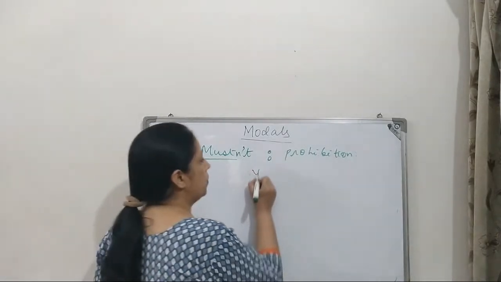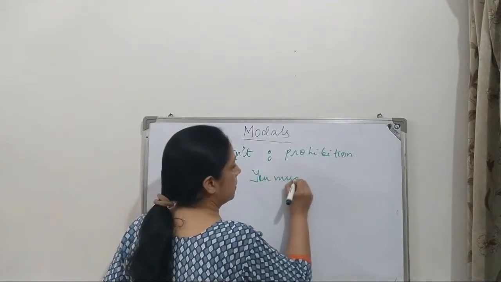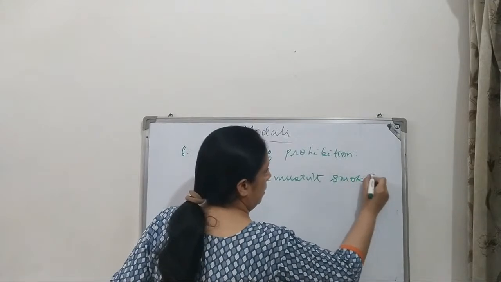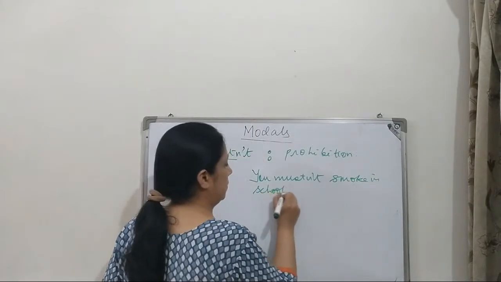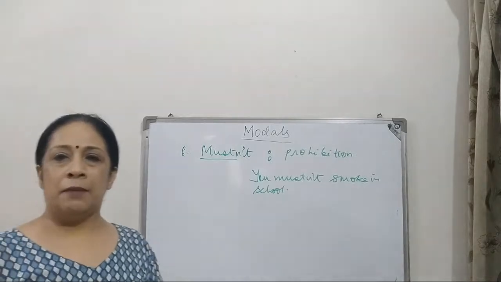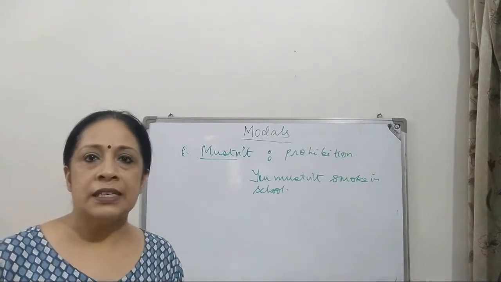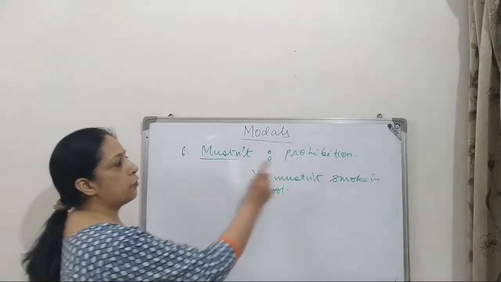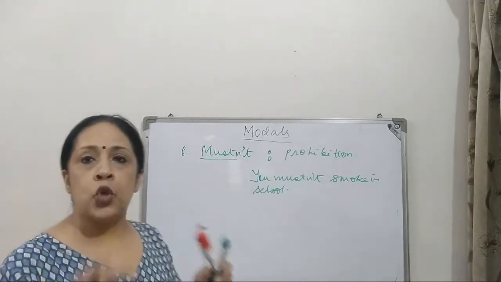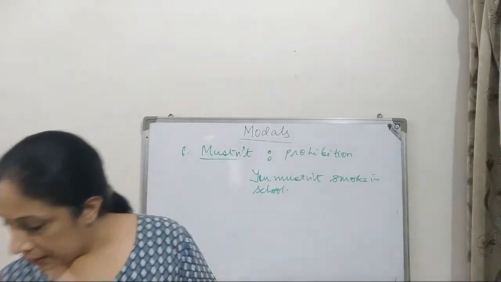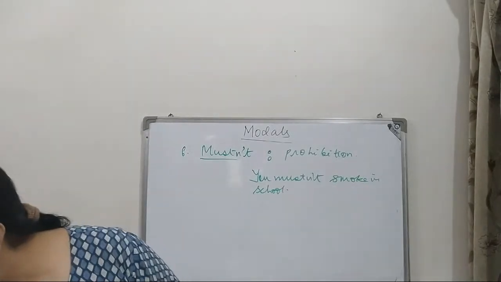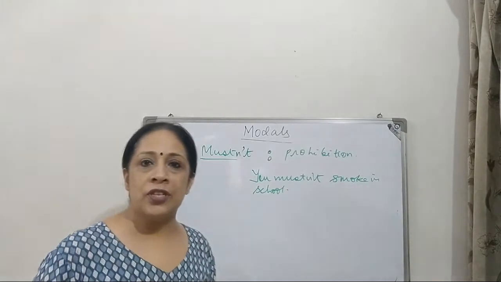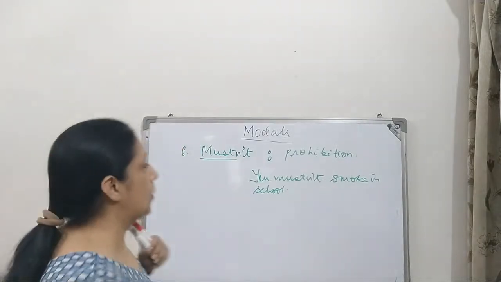Alright, you mustn't smoke in school or hospital or wherever, in buses, in trains, whatever. You mustn't let your emotions take over you. Good sentence. Alright, so this is for prohibition, when we stop someone from doing something. Alright, next is what? Let's move on to the moral obligations and all. You mustn't skip your classes, okay.